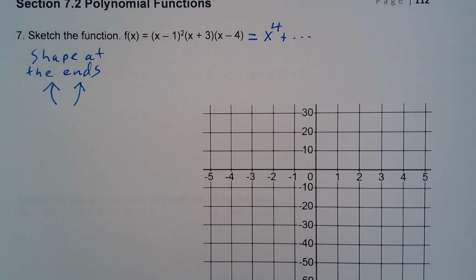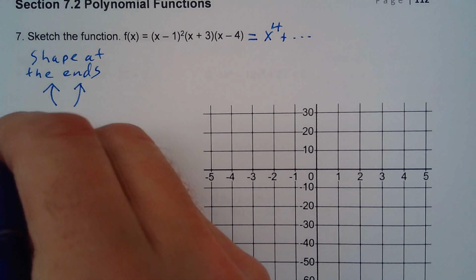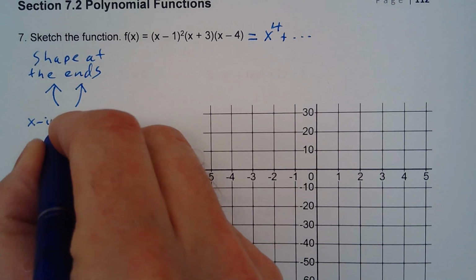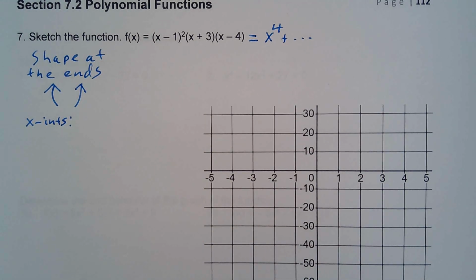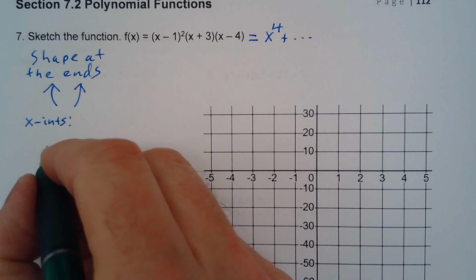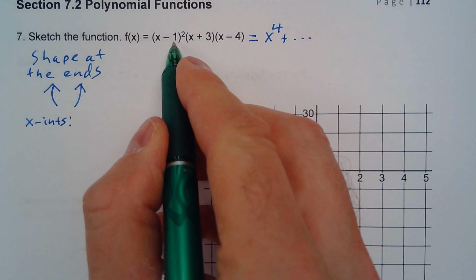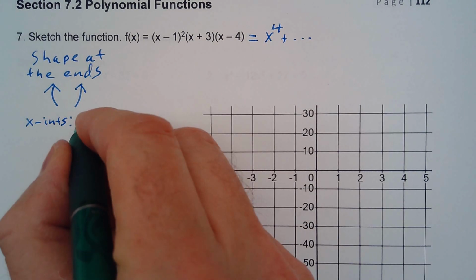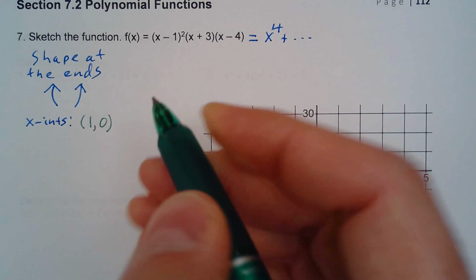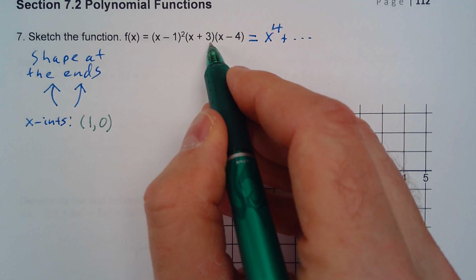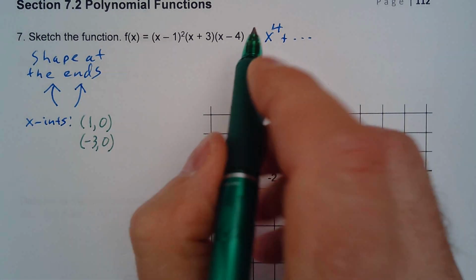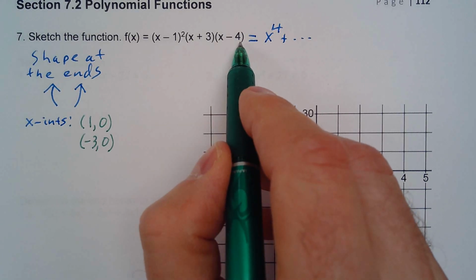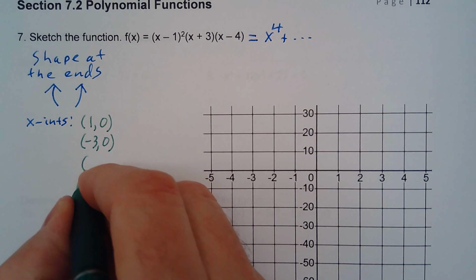Next, we want to determine the x and y intercepts. Well, the x-intercepts, let's do those first. And let's see, we have a factor of x minus 1, so my 0 would be 1, so 1 comma 0. X plus 3, that's going to give me a 0 of negative 3, so that'd be negative 3 comma 0 is my next intercept. X minus 4, set that equals 0 and solve, that gives me positive 4.